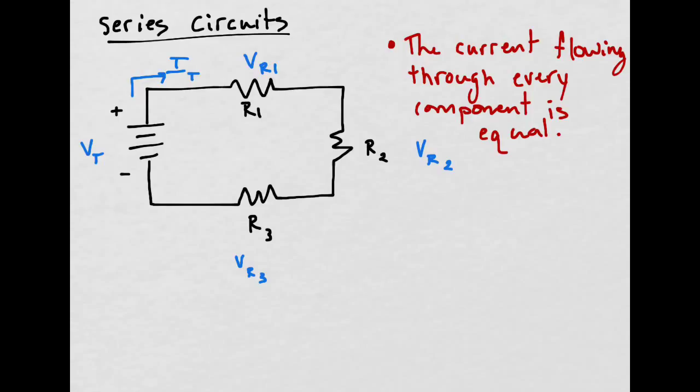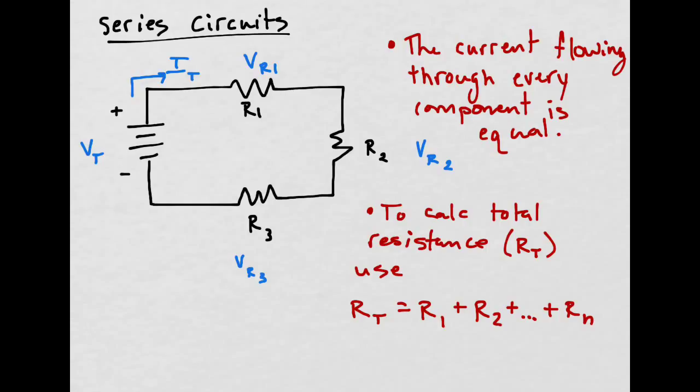And then there's a rule for resistance. Each one of these resistors, whatever they are, the total resistance of the entire circuit, the way you calculate it for series, is just by adding up all the resistances of each individual component. So to calculate the total resistance, which is denoted by R sub T, you just add up the individual resistances of each component. So you're just adding them together.